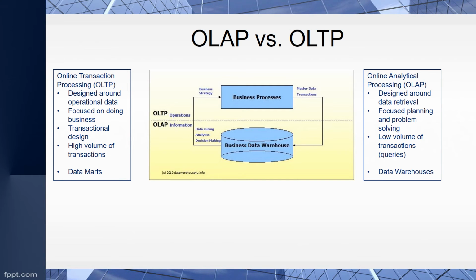OLAP, or online analytical processing, on the other hand, is designed around data retrieval. Focused mainly on planning and problem solving, it is designed with a low volume of transactions in mind and is often comprised of data retrieved from OLTP-based systems like data marts.